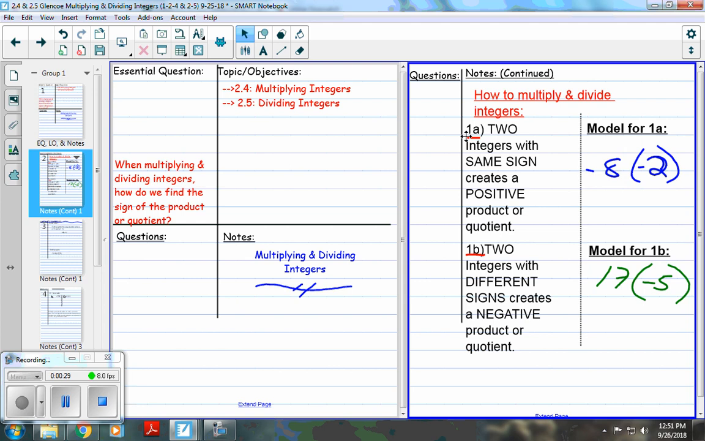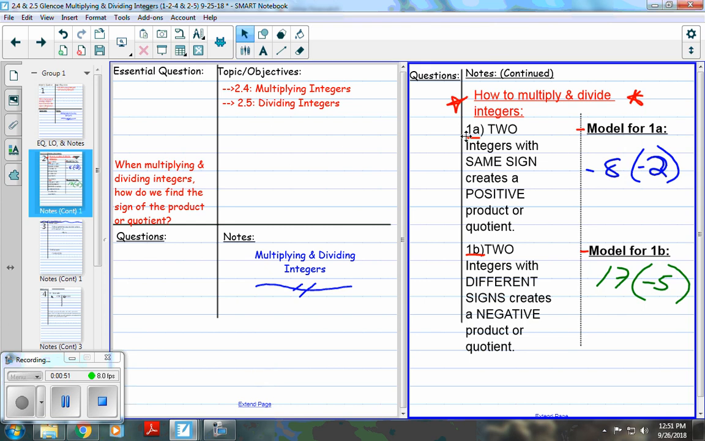All right, welcome back. So our focus in this lesson is, when multiplying and dividing integers, how do we find the sign of the product or quotient? So we have how to multiply and divide integers. We have this wonderful heading here, and we'll have a model for 1A and a model for 1B. Notice it's not step 1, step 2. So if you did make that mistake, change it to 1A and 1B.